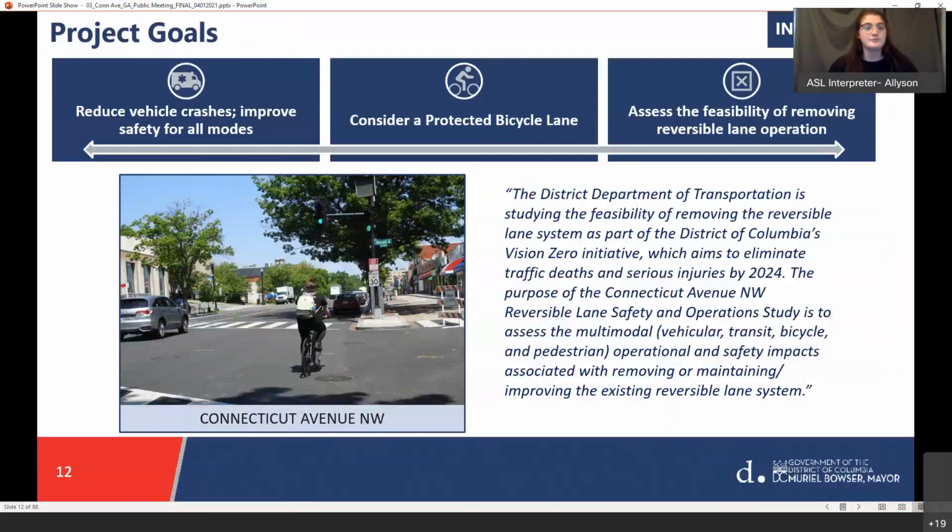There are three project goals. One is to reduce vehicle crashes and improve safety for all modes, to consider a protected bicycle facility, and to look at the feasibility of removing reversible lane operations.